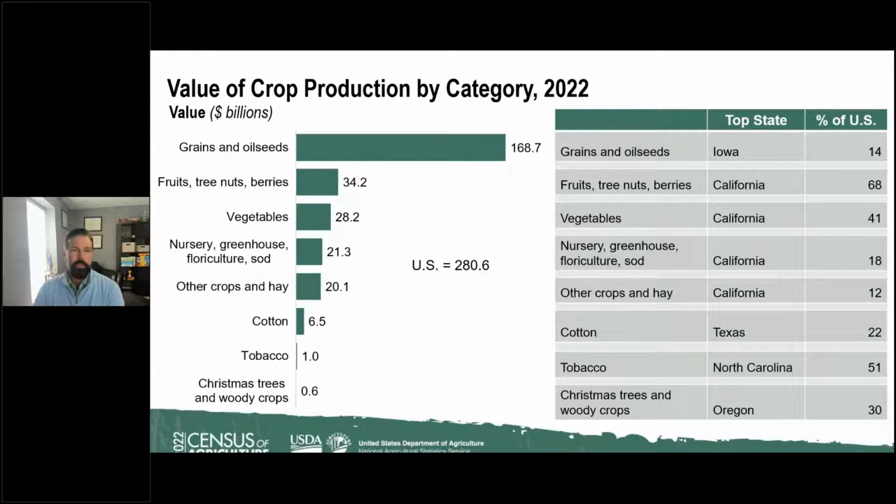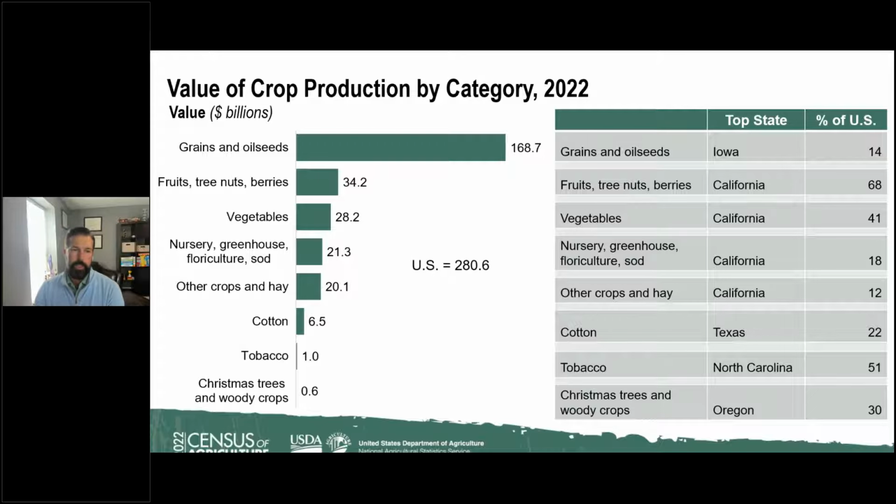Taking a deeper look at the value of crop production by category, we see that grains and oilseeds led at just under $169 billion. Total crop sales in 2022 were $281 billion, up 45% from 2017. Most of this increase was due to large increases in the price of grains and oilseeds, which were up 58%. All other categories also showed increases.